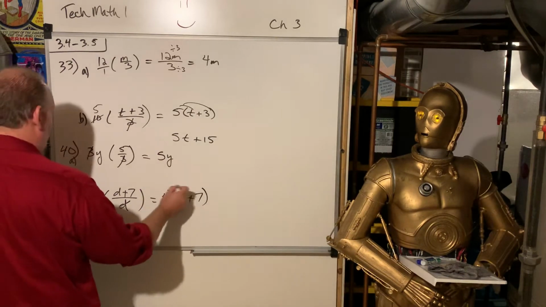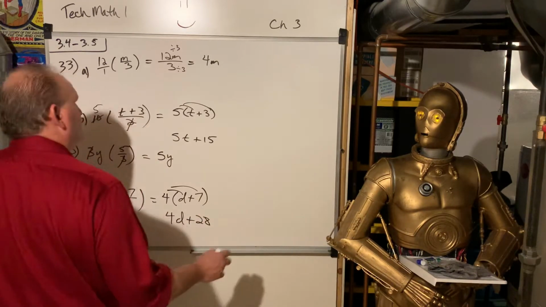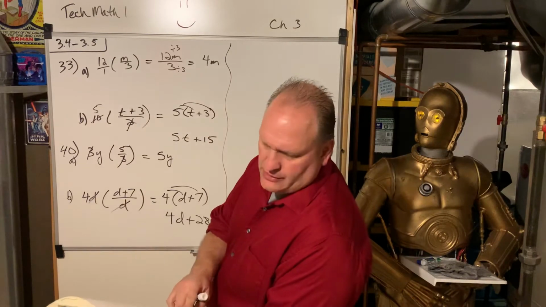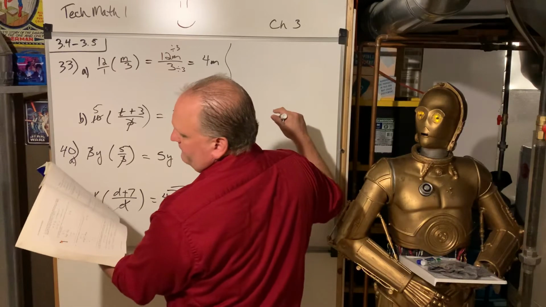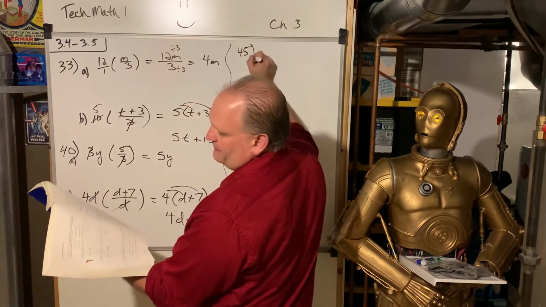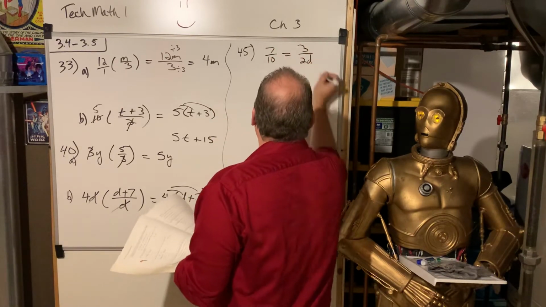I don't know why. You could totally distribute that and write it 4d plus 28. Not sure why they're not. Let's get 45. So 45, we're just doing what I did before. 7/10 is equal to 3 over 2d.